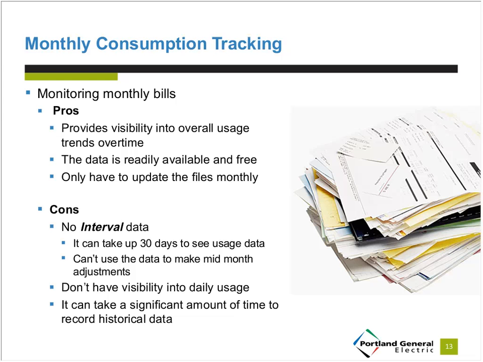So there's no interval data. We've talked about that before. We'll definitely talk about that in more detail. Because there's no interval data, it can take up to 30 days to see the usage data. So if you make a change, or if there's a problem that occurs within, say, the 15th day of the month, you really won't see the effects of that problem or that change until the end of the month.